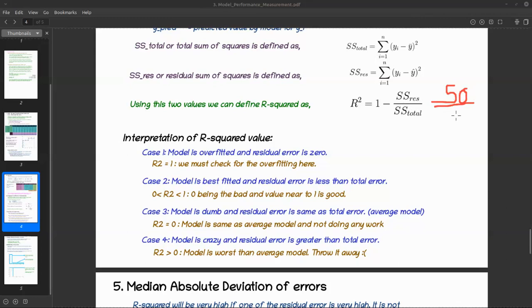And your mean model was making just, let's say, 5. So 1 minus 10, it would be minus 9. So if you are getting a negative R square value, your model is worse, right? It is not even as good as the average model. It is better to use the average model in this case. Throw it away. Simple.